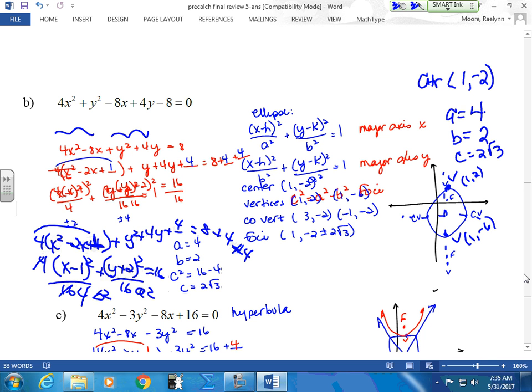Wait, what is it? I thought it would be 2. No, I don't get how you got 1. Oh, come on. B comes from here, Amanda. B comes from here. B squared. What's B squared? B squared is 4. What's the square root of 4? Wait.